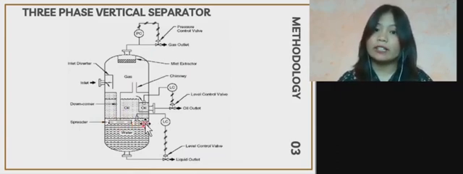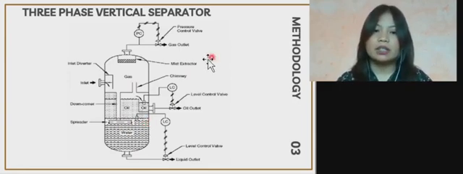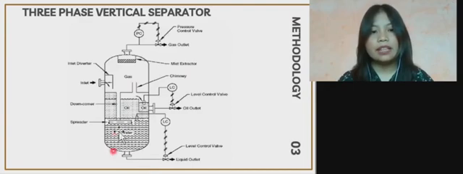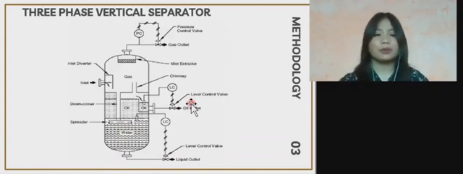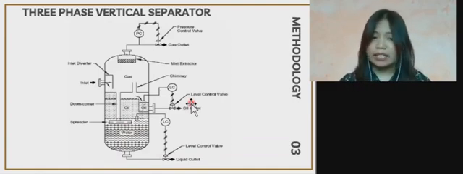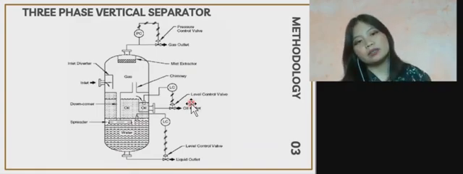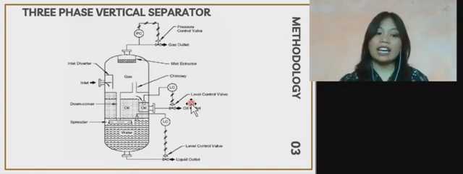From this point, as the oil rises, any free water separates out from the oil phase. So the water droplets flow countercurrent to the oil. Similarly, the water flows downward and oil droplets trapped in the water phase rise countercurrent to the water flow. So this is how it works. It sounds complicated because the three-phase vertical separator is very, very difficult to operate.